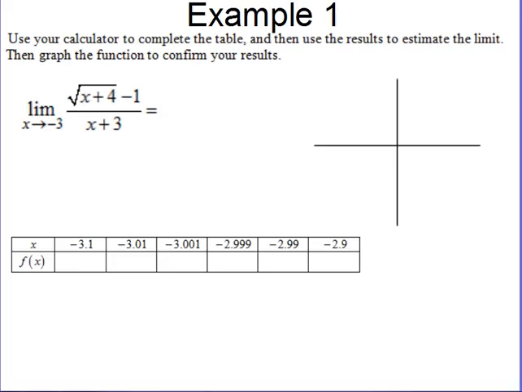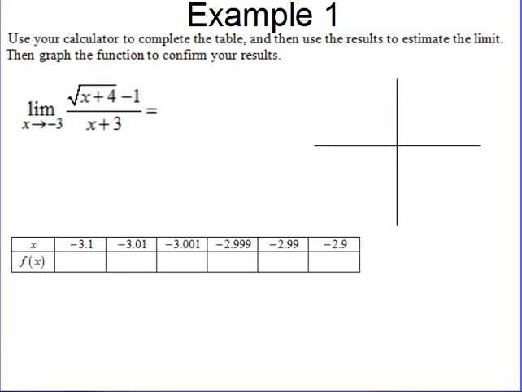Okay, so if you were in my summer pre-cal, you remember doing this exactly, right? So what we're going to do is, the first thing is numerically. And when I say you're finding a limit numerically, what you're doing is you're essentially building a table, right? And based on that table, you can see a trend, okay? So it's actually really, really simple. It says use your calculator to complete the table, then use the results to estimate the limit, then graph the function to confirm your results. Well, the calculator is going to do most of the hard work for us.